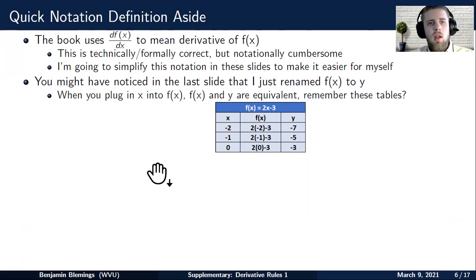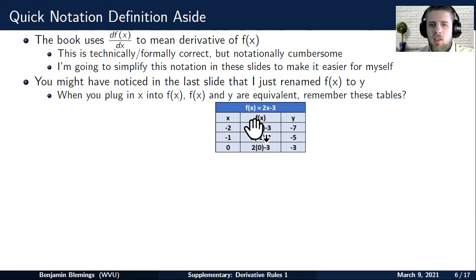So when you have a function and you plug x into f of x, then f of x and y are equivalent, given that it's a function. And so it passes a vertical line test. And so that's how we know that f of x and y are equivalent.